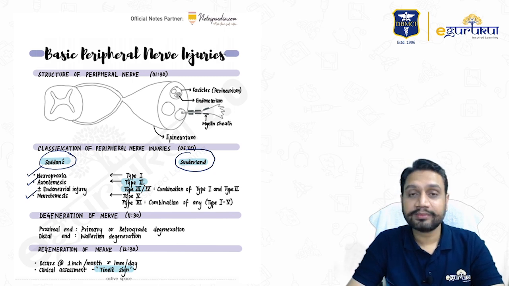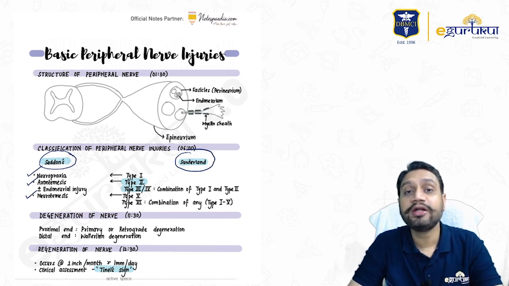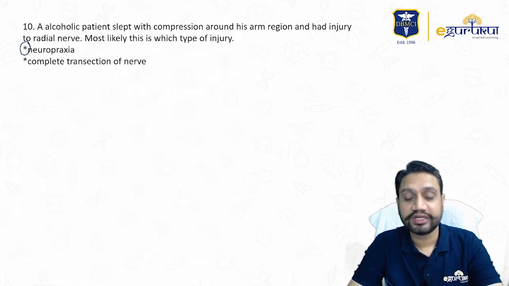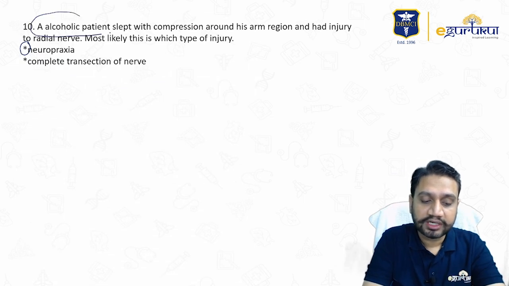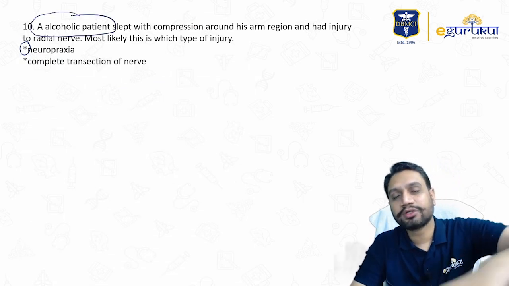So axonotmesis means injury to the axon plus minus its overlying layer, that is the endoneurium. And neurotmesis means a complete transection of the nerve. So it is not a complete transection. We don't need to go for surgery here.